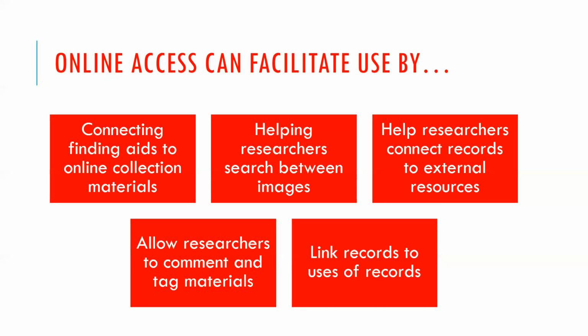And again, some of these are going to be more useful to particular researchers. So researchers may not really care about having links to the uses of records, or they may not care to read the comments and tags from other researchers. And so it just goes back to trying to do the most for the most amount of people and knowing who your researchers are and what sort of features they typically enjoy, and curtailing your online access, both in the form of online finding aids and online collections, to support those needs and those resources.